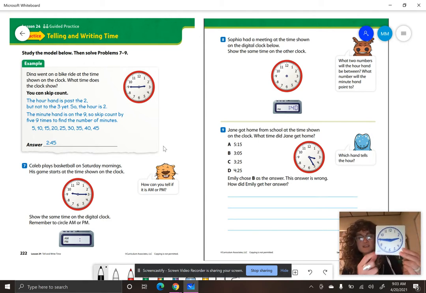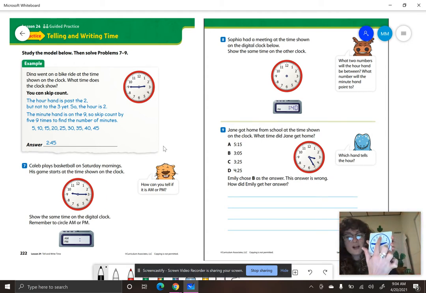The minute hand is on the 9. So we need to skip count by 5s 9 times to find the number of minutes. So let's go ahead and do that. Remember, at the 12, it is 0 minutes if our long hand is on the 12. Let's skip count by 5s. 5, 10, 15, 20, 25, 30, 35, 40, 45. So Dina went on a bike ride at 2:45.